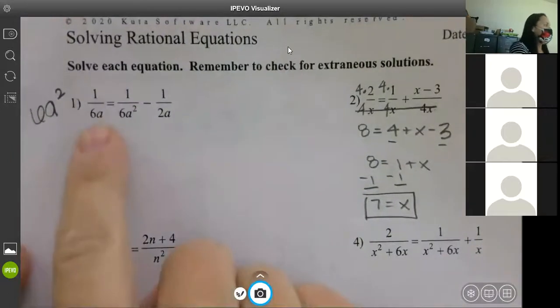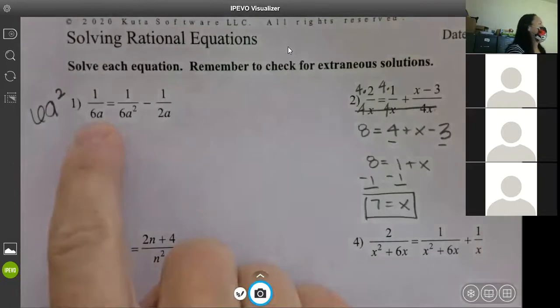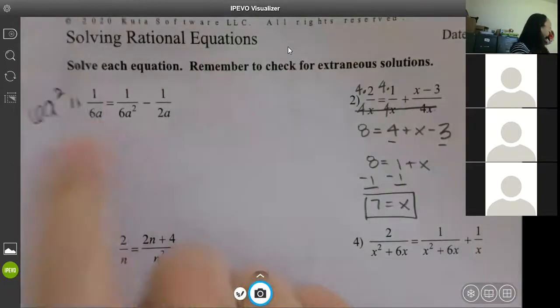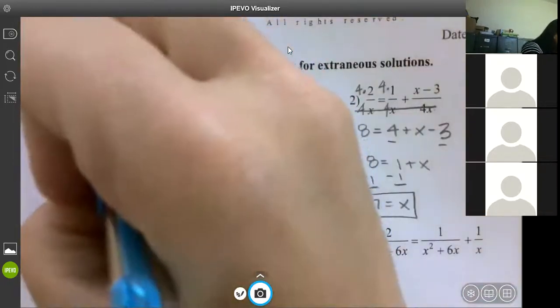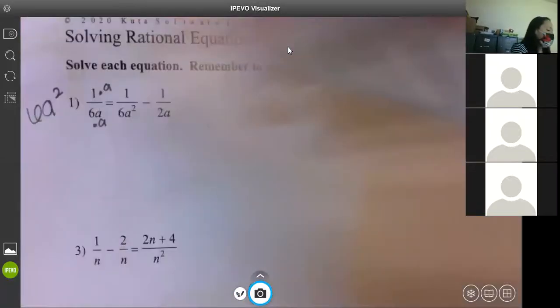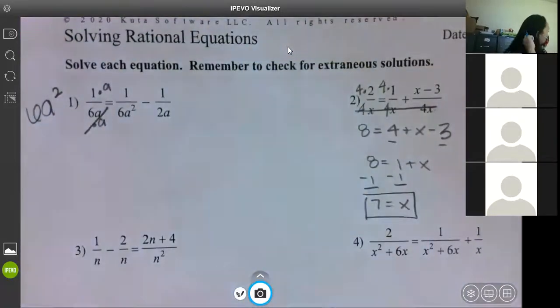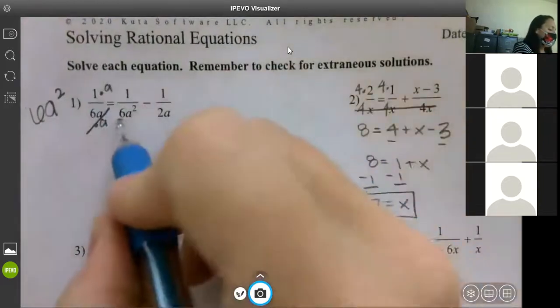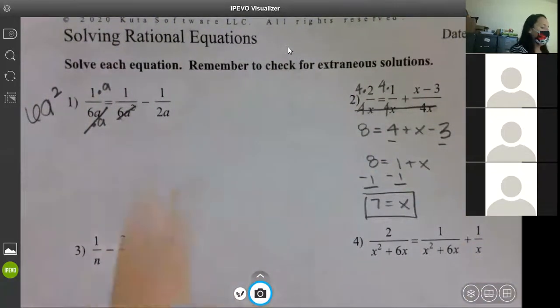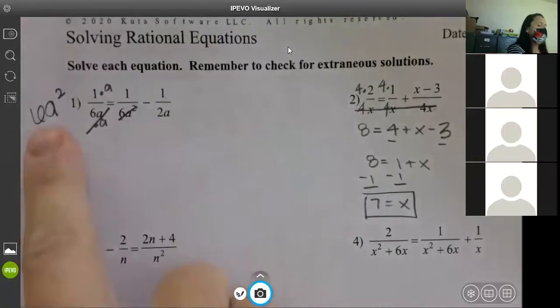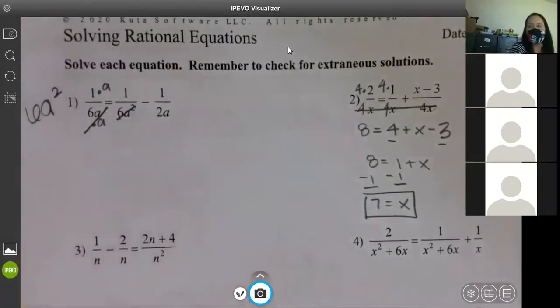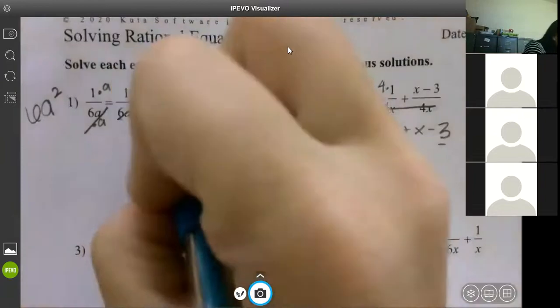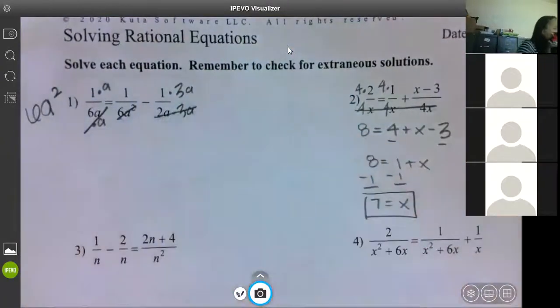How do I make this 6A squared, this first one? What does it need? What's that mean? It needs an A. It needs another A. So I'm going to multiply this by A, multiply this by A, and that gets my common denominator. I don't need that denominator anymore. This one has it. It's good to go, so I can just mark it out. How can I get 2A to look like 6A squared? Multiply it by 3A. What I do to the bottom, I have to do to the top. That'll get my 6A squared.